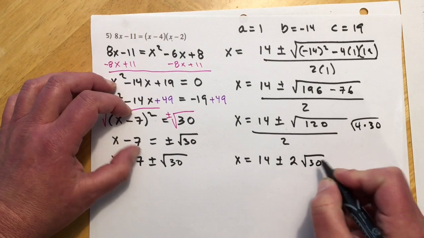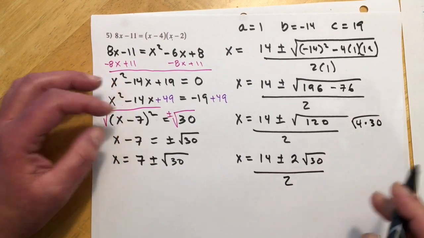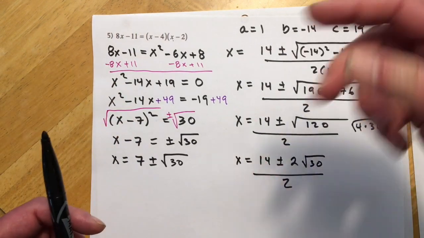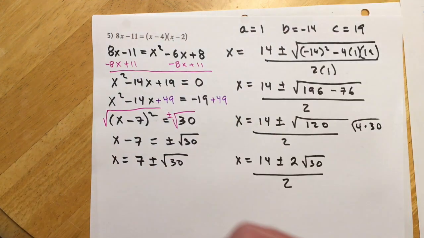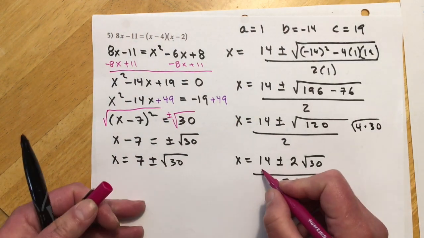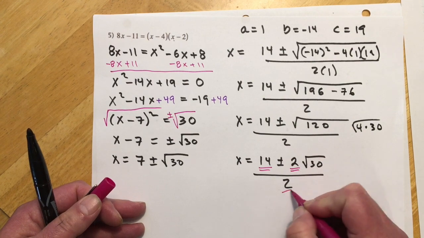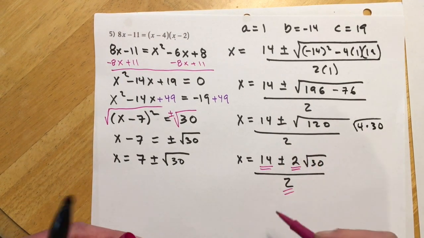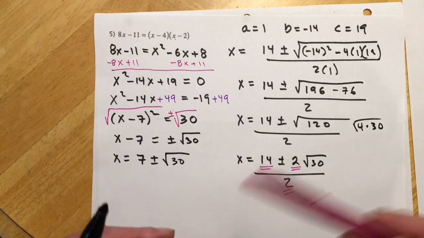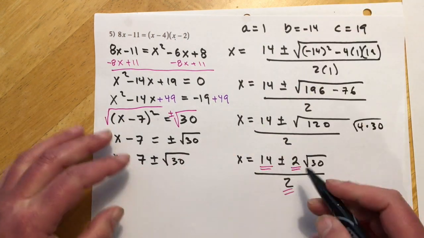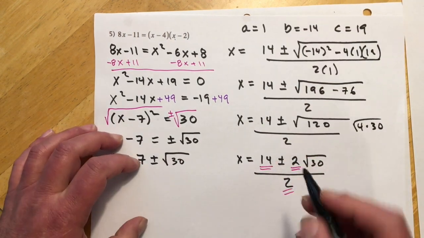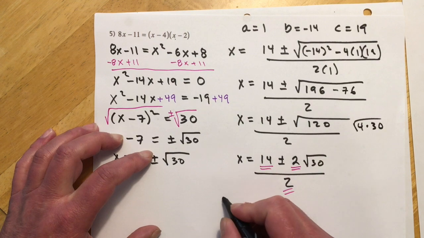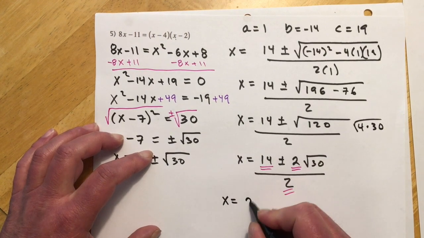Root 30 stays in over 2. And so this piece adds a little level of difficulty. And then the other thing is that if it simplifies right here, here, and here, if there's something that goes into all 3 of those, then I need to reduce. I like to think of it as just knocking a 2 out of everything. The reason you can do that is because I can actually factor a 2 out of the numerator.